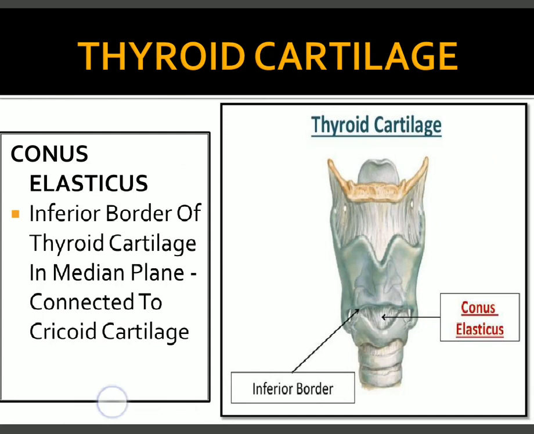There is also one more structure which is the conus elasticus. So the conus elasticus connects the inferior border of the thyroid cartilage. This is the thyroid cartilage. On the lower side you have the inferior border. So in the midline, it is connected to the cricoid cartilage with the help of this conus elasticus.